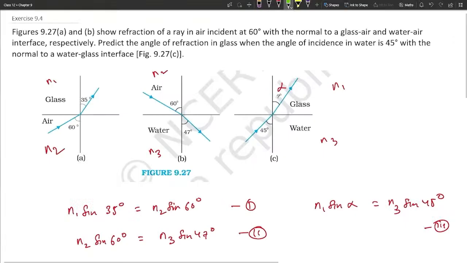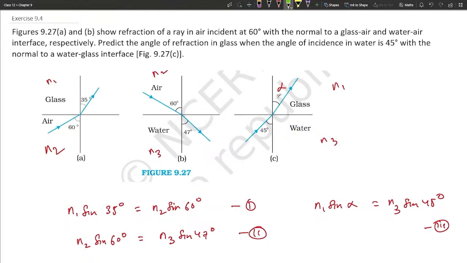The question says that the figure 9.27 A and B show refraction of a ray in the air incident at 60 degree with a normal to the glass-air and the water-air interface respectively. Predict the angle of refraction in glass when the angle of incidence in water is 45 degree with the normal to the water-glass interface.